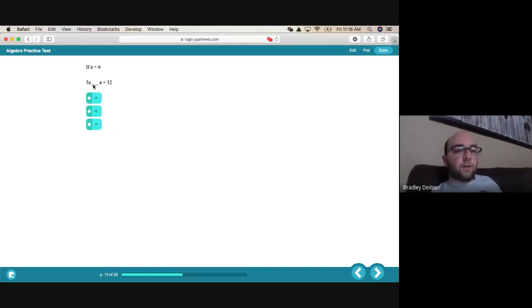5a is greater than, less than, or equal to a plus 32. Let's solve the first one. 5a means 5 times a. So 5 times 6 is 30. And over here, 6 plus 32 is 38. So 30 is less than 38.